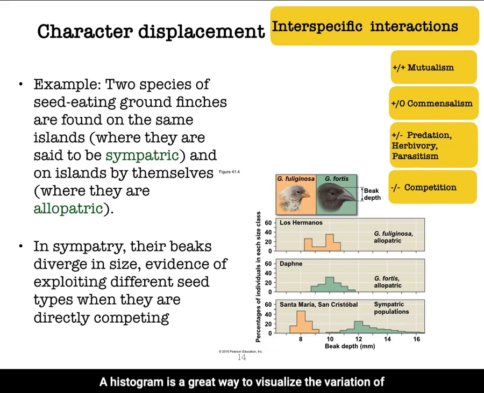A histogram is a great way to visualize the variation of beak depths per species per island. The y-axis is the proportion of individual birds in each of the beak depth size classes, and beak depth is shown on the x-axis. Notice that all 3 panels have the same axis, so we can visually compare where the distributions fall on the x-axis of beak depth.